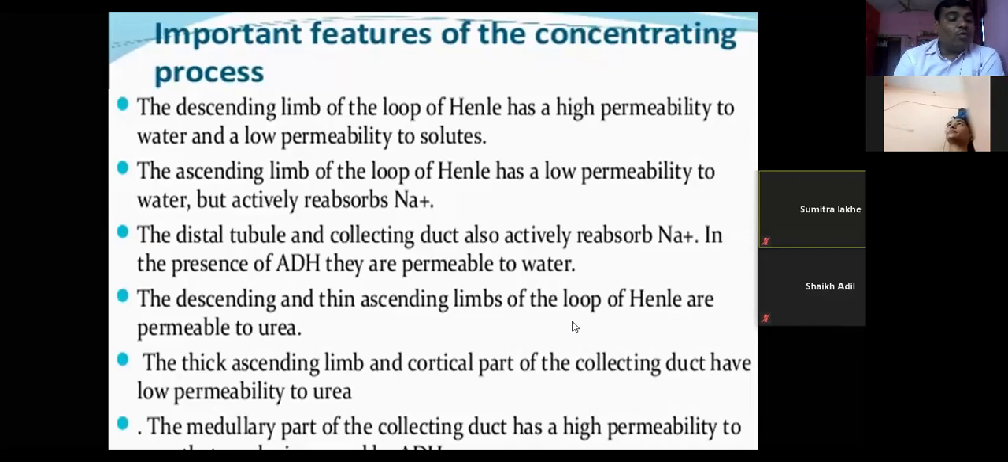Overall, it is about the countercurrent system process of urine formation as well as the composition of urine.